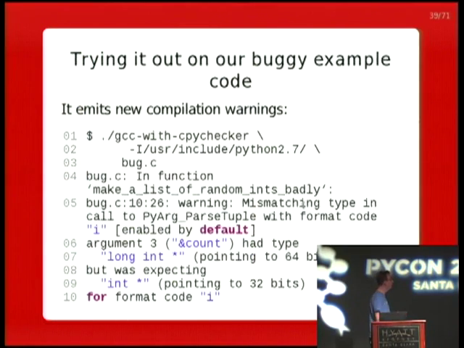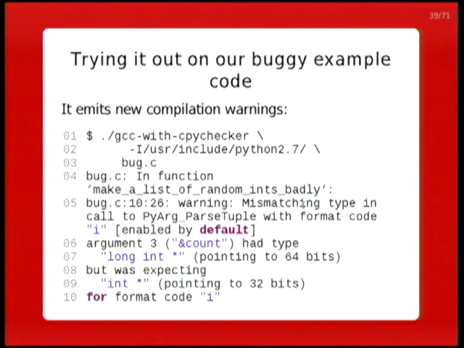So let's try it on our buggy example code. It's GCC with CPy Checker, which is just a simple harness script that adds the necessary compile flags to GCC and the compiler extension. There's no extra magic. And look, it's saying we have a new compiler warning: mismatching type in the call to parse tuple. We had a format code i. The argument corresponding to that format code is a long int star, 64-bit, but we were expecting an int star, 32-bit. So that's added type safety to parse tuple.